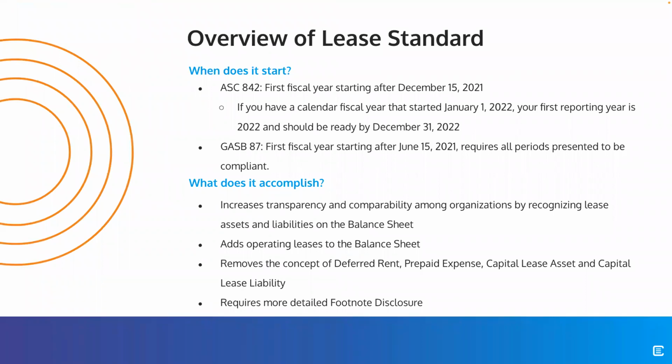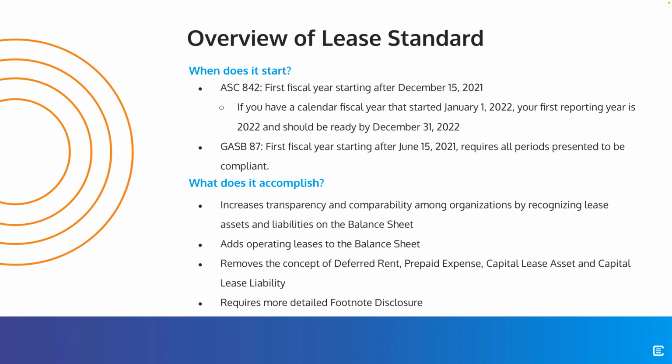All right, so before we dive into what ASC 842 is, let's talk about when it started. As many of you probably know, the new lease standard has been delayed a couple of times. So the rule now is that the first fiscal year starting after December 15th, 2021. In other words, anyone with a January 1st fiscal year, 2022 is your initial application year.